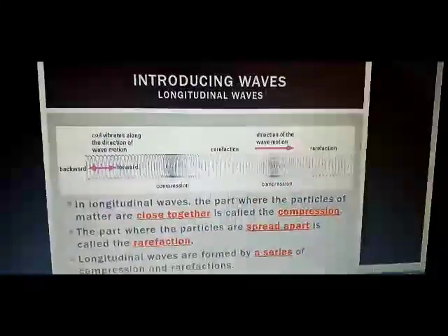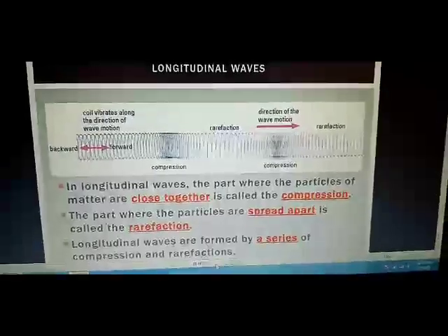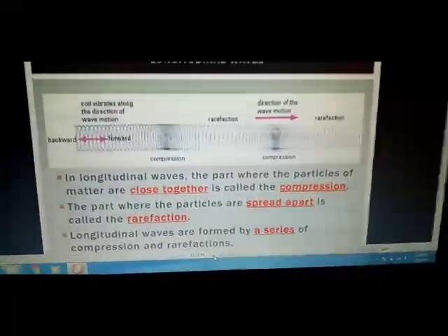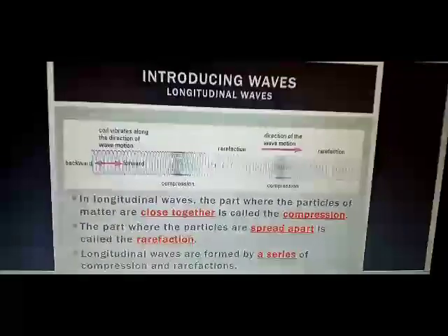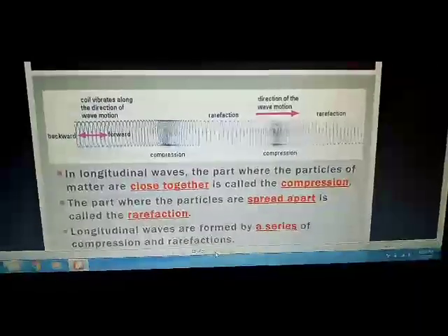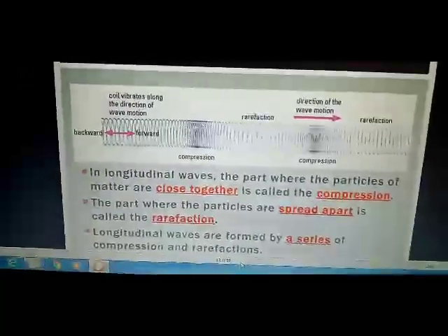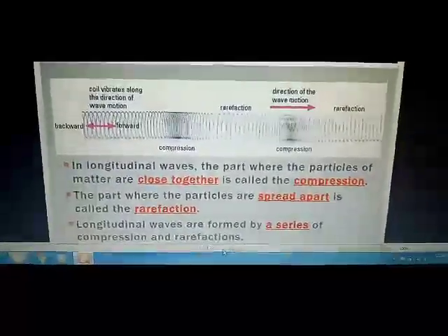Now, the next is, what are the properties of longitudinal waves? In longitudinal waves, the part where the particles of the matter are closer together is called compression. The part where the particles are spread apart is called rarefaction. Longitudinal waves are formed by a series of compressions and rarefactions.